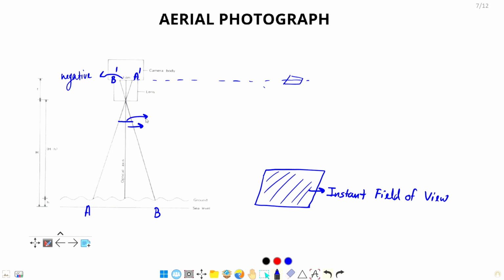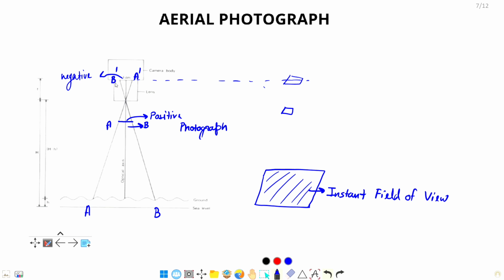Like this is the positive plane of the photograph. Means this will show A, B on the photograph. So in this way aerial photographs are taken for interpretation, getting a positive photograph from the negative photo. So we use the positive photograph at last for analysis and several kinds of activities.